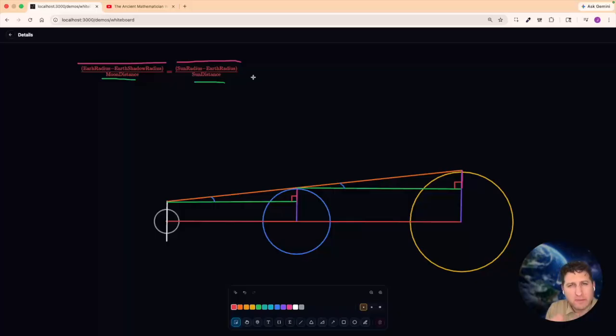Our goal is to simplify things, right? We have a lot of things going on. We've got this radius of the sun, the distance to the sun, the Earth radius, the shadow.